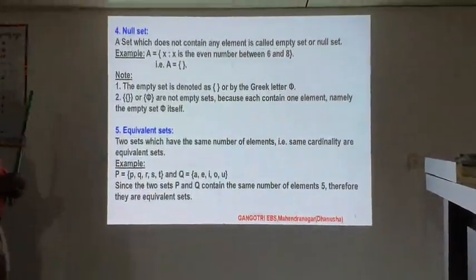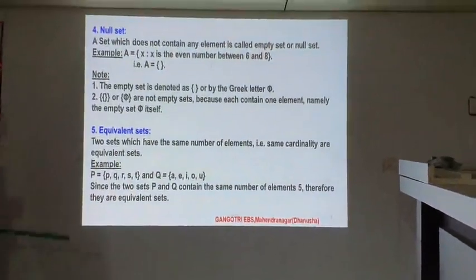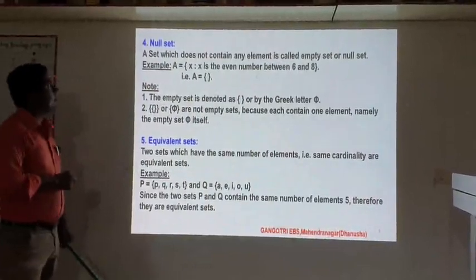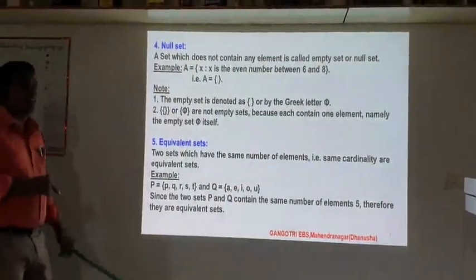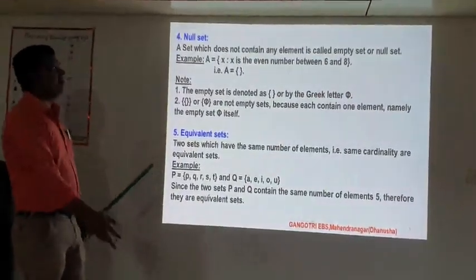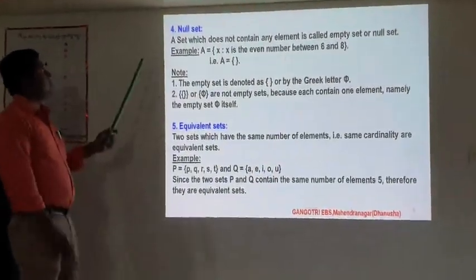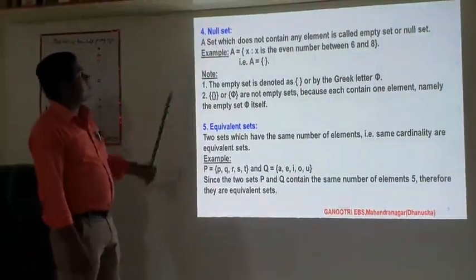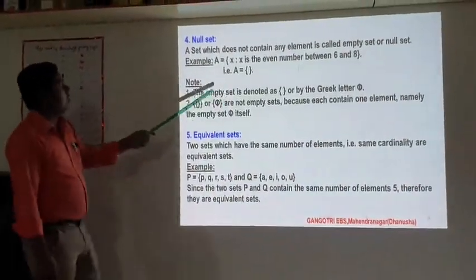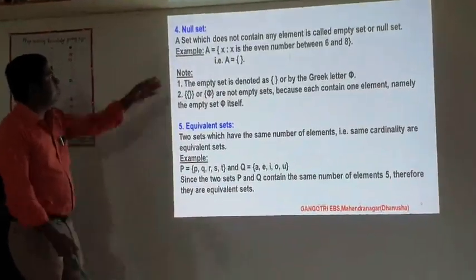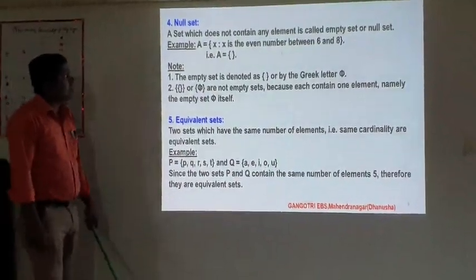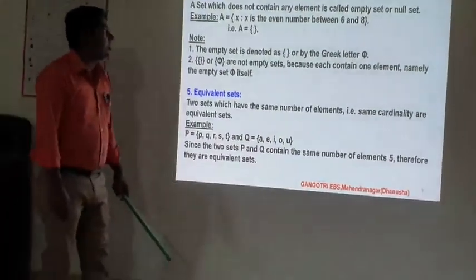Now we discuss the null set. A set which does not contain any element is called an empty set or null set. It means the set has no element; it is empty. See one example here: A is equal to {X such that X is an even number between 6 and 8}. A is equal to just curly brackets, there is no element, so it is a null set. The empty set is denoted by curly brackets or by the Greek letter phi.